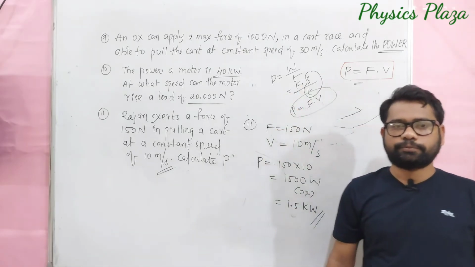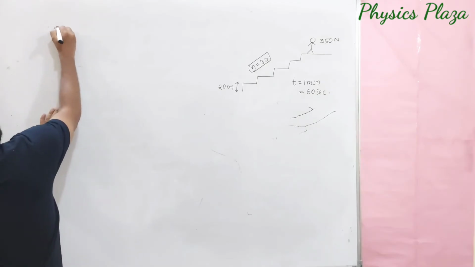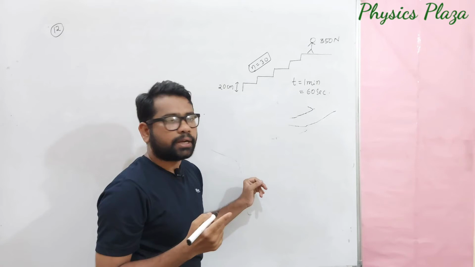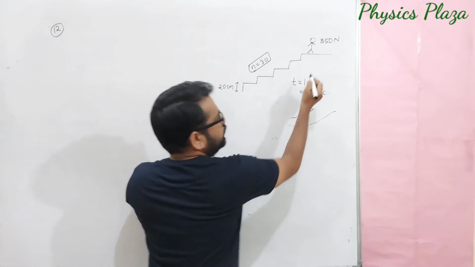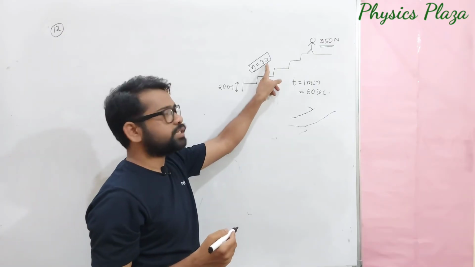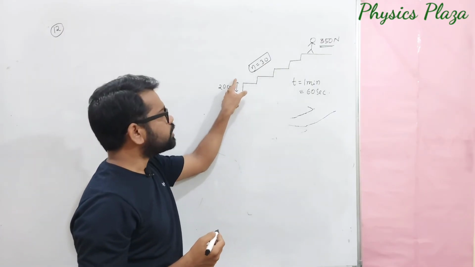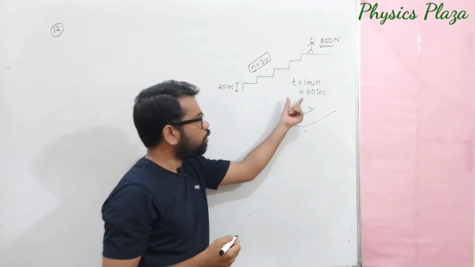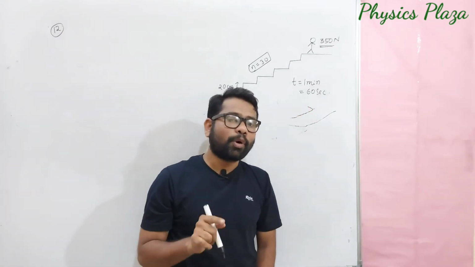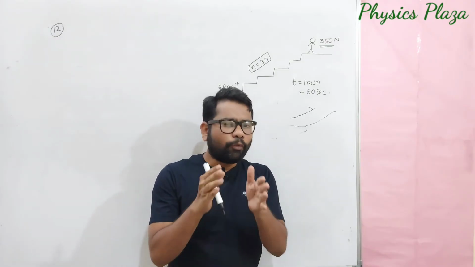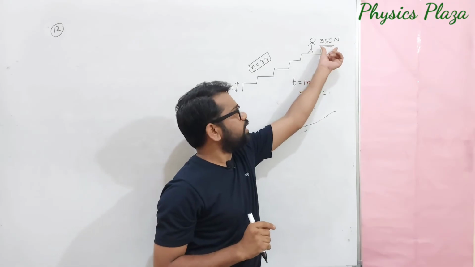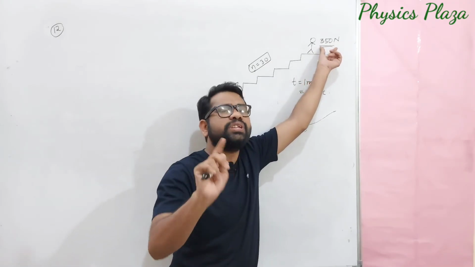Okay children, copy it. Children, here is question number 12. In the question, it is given that a boy weighing 350 newtons is climbing 30 steps, and the height of each step is 20 centimeters, in 1 minute, that is 60 seconds. Then what is the work done by the boy against gravity and what is the power spent? Dear children, here the boy is weighing 350 newtons, which means mg is given.